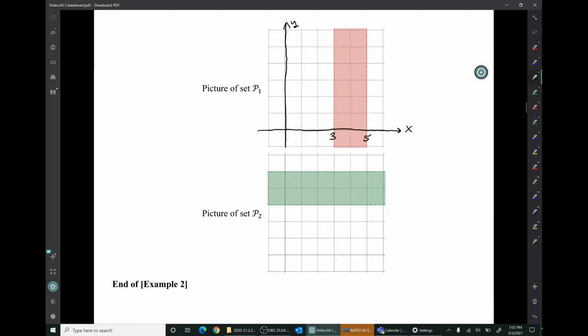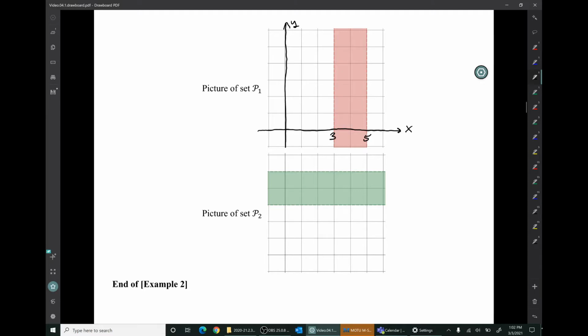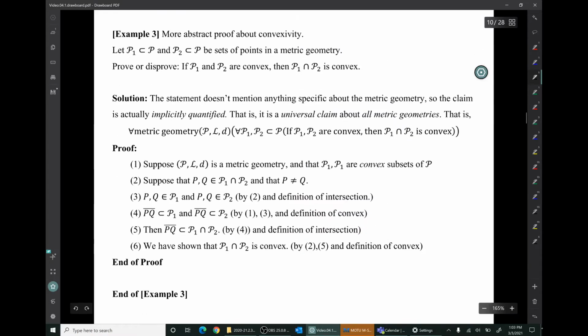This pink shaded region, which has dotted borders indicating that those vertical lines are not members of the set, is the set of all ordered pairs (x, y) such that x is greater than 3 and less than 5. A picture of set P2 is shown here. It's a picture of all points (x, y) such that y is greater than 3 and less than 5. Let's go on and do a more abstract proof about convexity.